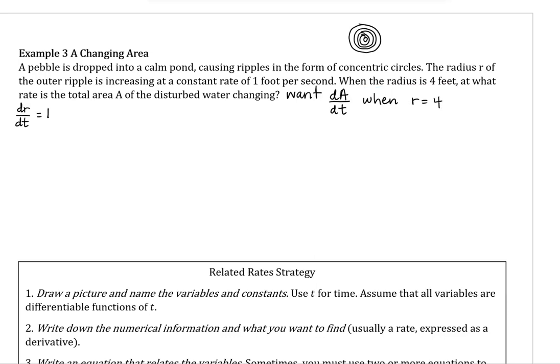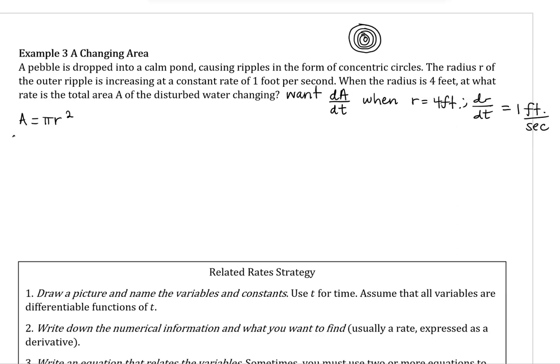And so in order to find dA/dt, I'll jot down that we were given earlier in the problem that dr/dt is equal to 1. I will put units on this because I think it will help us understand what's going on here. This dr/dt is 1 foot per second. So I'm going to start with the formula for the area of a circle, because that's what we're talking about in this problem.